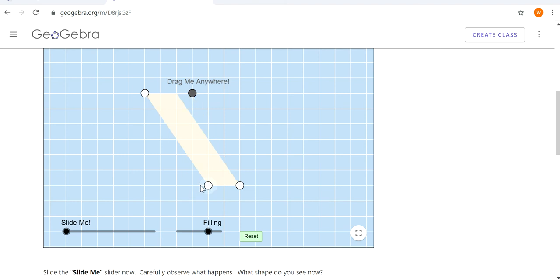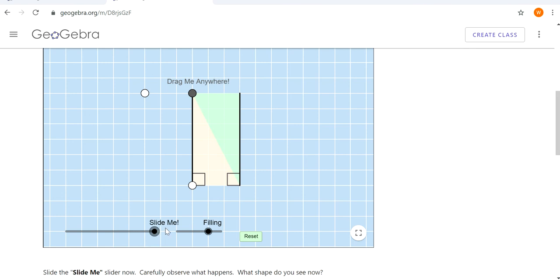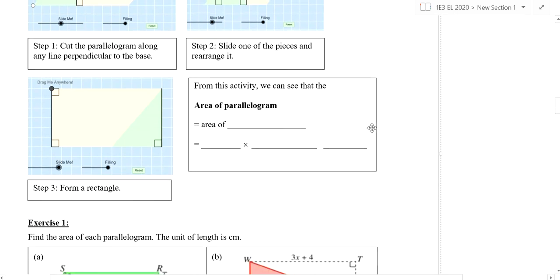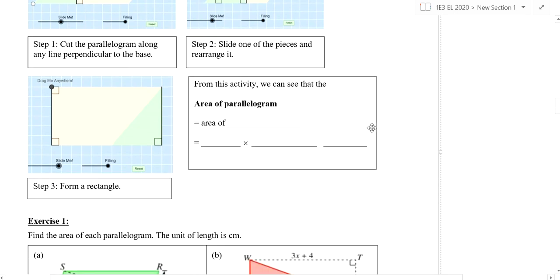So let's try for this particular parallelogram. Let's see what happens. So draw a perpendicular line down. We form a triangle, and instead of another trapezium, now we get another triangle. We slide the green triangle over, and we still end up with a rectangle. So based on this, we see that the area of a parallelogram is actually the area of a rectangle.